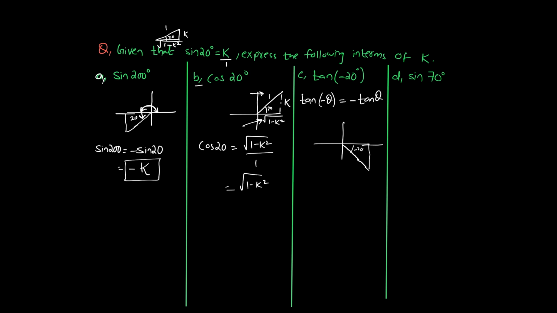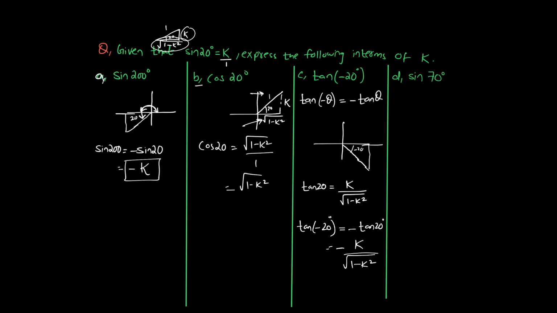So if you know that sin 20 is k, you can also evaluate tan of 20 degree. Tan of 20 degree would be opposite over adjacent. So k over square root 1 minus k square. Okay, so tan of minus theta, minus 20 degree, would be same as minus tan of 20 degree, which is minus k upon square root 1 minus k square.